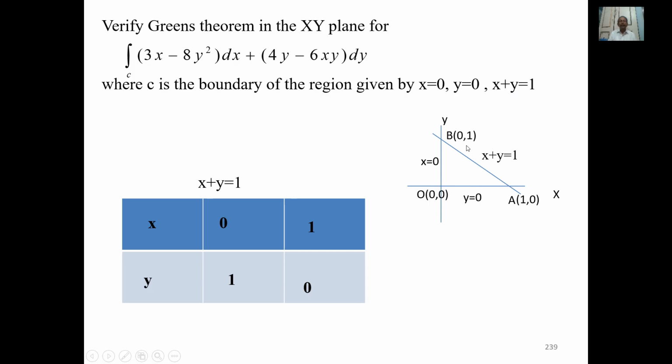And the figure goes like this. We have the origin, and A is the point here, and B is the point, and this is the straight line x plus y equal to 1. Of course, A will have the coordinates (1, 0), and B will have (0, 1). This line is y equal to 0, whereas this will be x equal to 0. Using the equation x plus y equal to 1, when x is 0, y becomes 1, and when x is 1, y becomes 0.